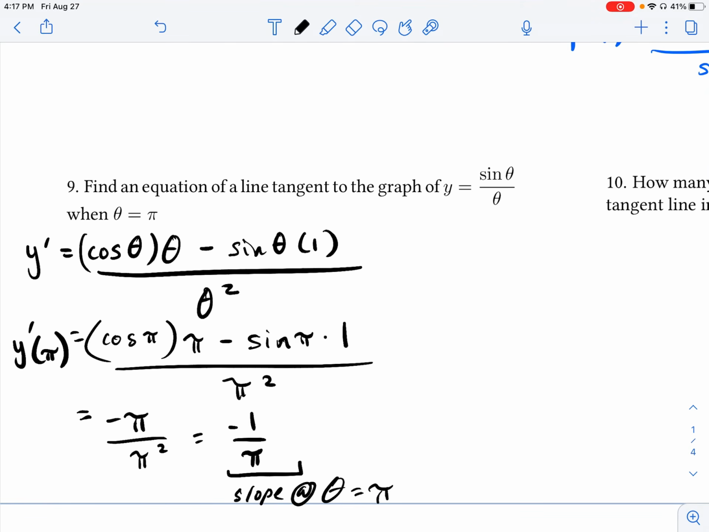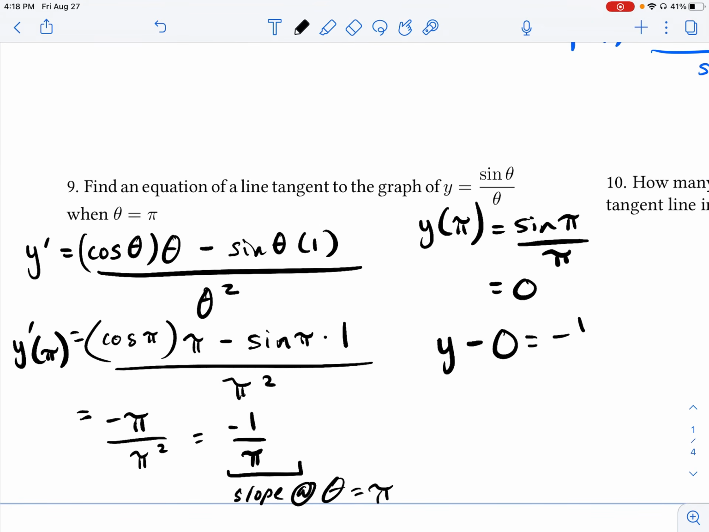Now the last thing we need is the point or the coordinate itself. So what is y of pi? So at that point, pi, what is the coordinate? So sine of pi over pi, which is, again, sine of pi is just 0. So 0 divided by anything is 0. So we can write our equation of our tangent line as y minus our y value, which we just said was 0, is equal to our slope, negative 1 over pi, times x minus pi. And there is the equation of our tangent line.